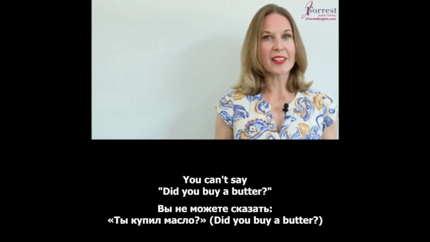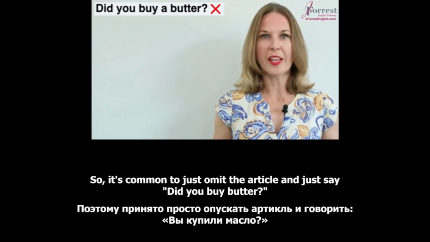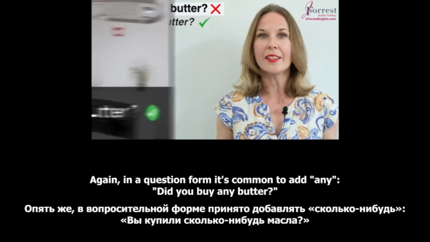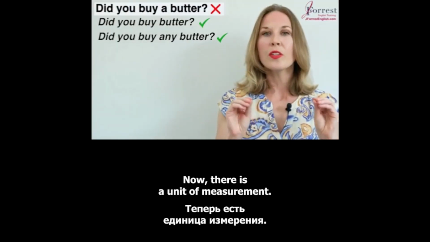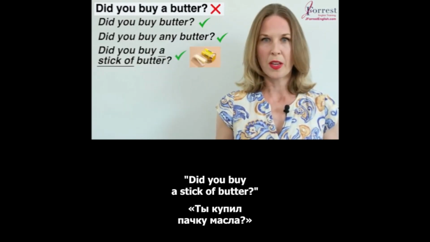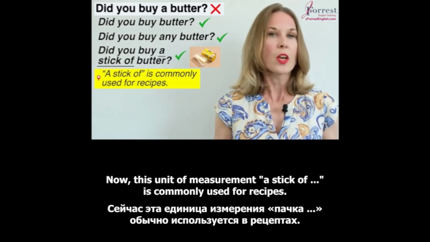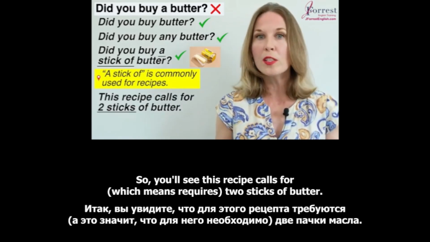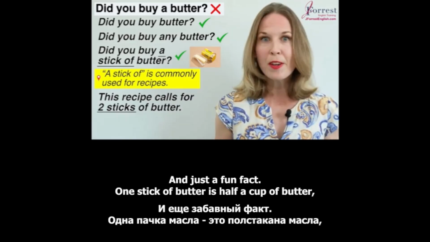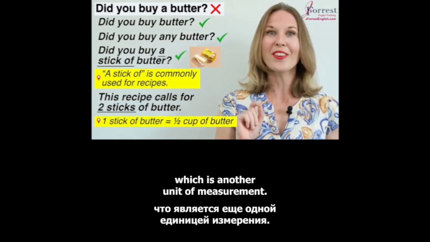You can't say, did you buy a butter? So it's common to just omit the article and just say, did you buy butter? Again, in a question form, it's common to add any. Did you buy any butter? Now, there is a unit of measurement. Did you buy a stick of butter? Now, this unit of measurement, a stick of, is commonly used for recipes. So you'll see this recipe calls for, which means requires, 2 sticks of butter. And just a fun fact, 1 stick of butter is half a cup of butter, which is another unit of measurement.